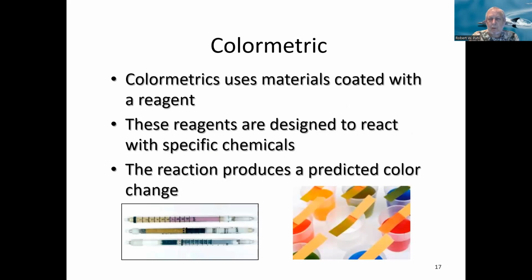Colorimetrics uses materials coated with a reagent. These reagents are designed to react with specific chemicals. The reaction produces a predicted color change.